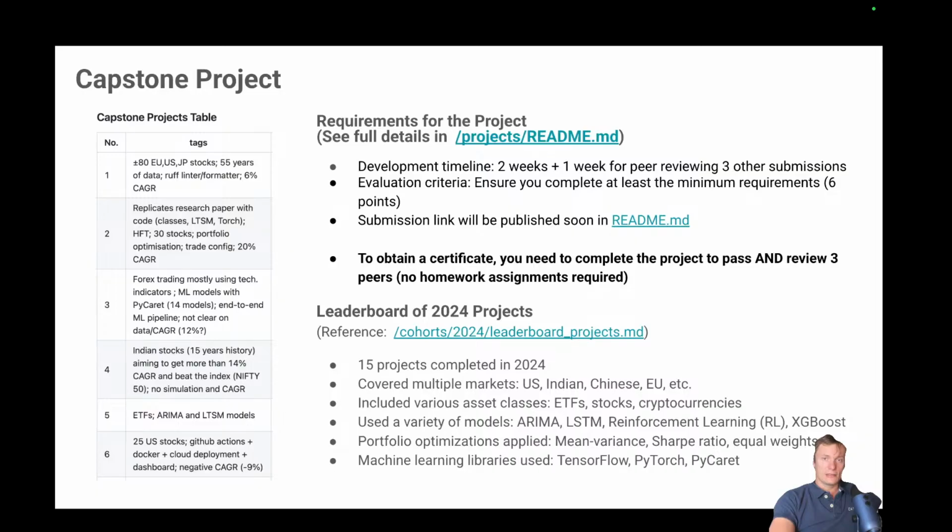Then please remember that you need to peer review 3 other submissions to get the certificate. So it's not enough to submit your own project. You need to review 3 other submissions. There are evaluation criteria, and all those criteria are covered in readme.md, and the submission link will be published soon there as well.